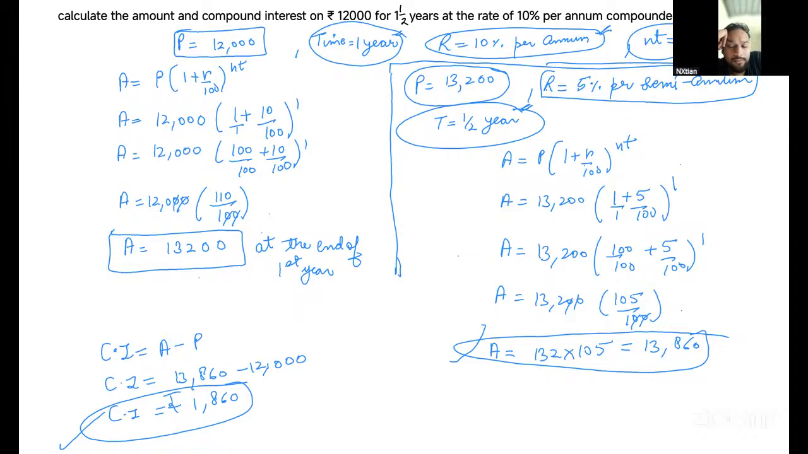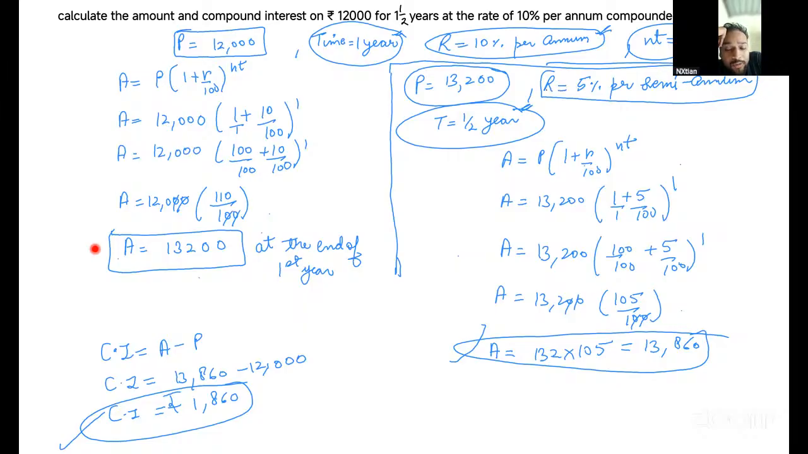See, the problem is that the question says compounded annually, and the years are not full. It's not 2 years, not 3 years, not 4 years, so that we could calculate the power directly. In this question, it's 1.5 years. So we have to break this 1.5 years into 1 year and a half. First I calculated for 1 year because it is compounded annually. So NT value is 1, and I got the amount as 13,200 at the end of the first year.